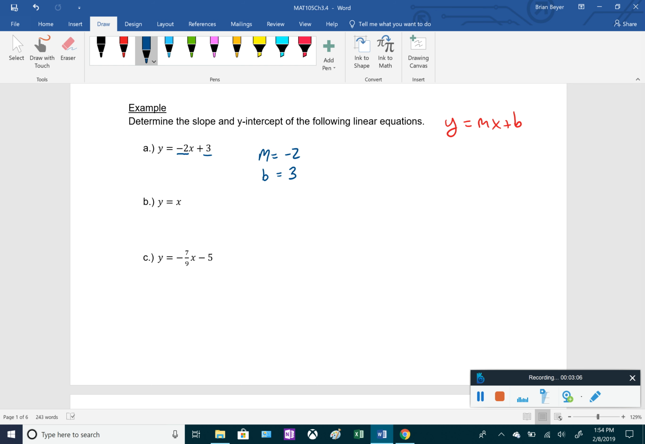For the next one, we have y equals x. So our slope multiplying the x, there's technically a 1 out here. Coefficient of 1 if it's not written. So that's a slope of 1. And if there's nothing written after it, that's like saying plus 0. So the y-intercept is 0.